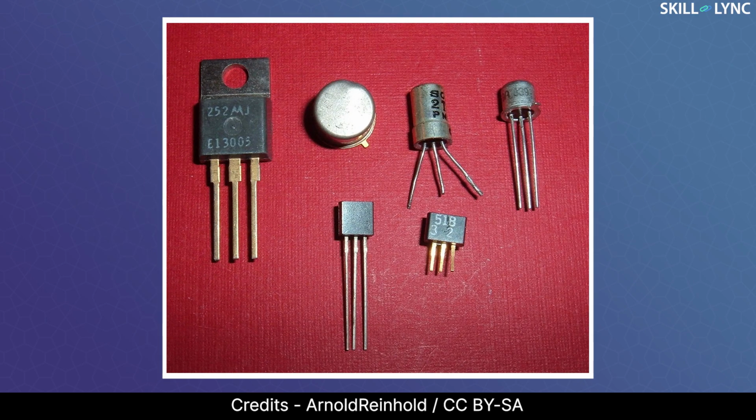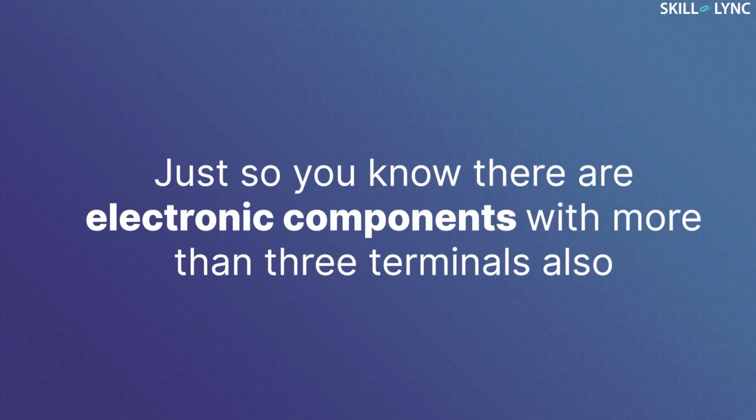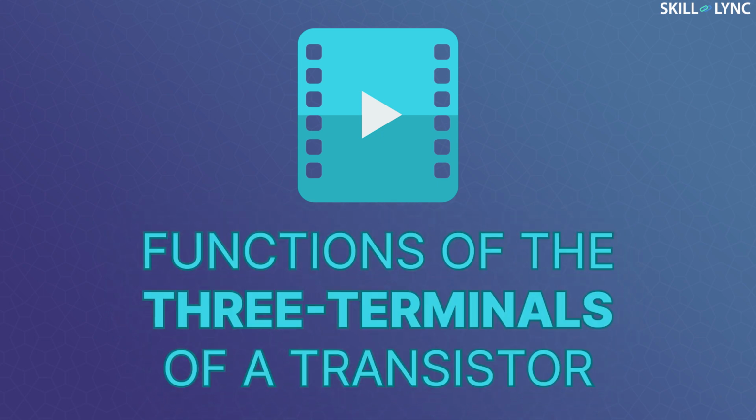Look at these transistors here. Do you observe something that is common in all of them? Yes, you guessed it right. They all have 3 terminals in them. But haven't we mostly come across electrical components having only 2 terminals? Then why this 3rd terminal? Just so you know, there are electronic components with more than 3 terminals also. Although, in today's video, we'll be essentially discussing the functions of the 3 terminals of a transistor.